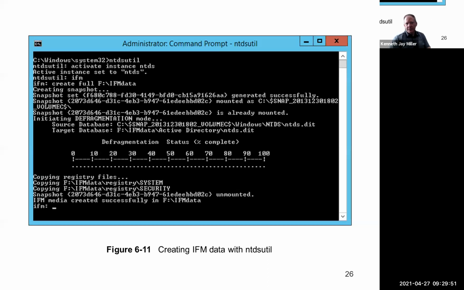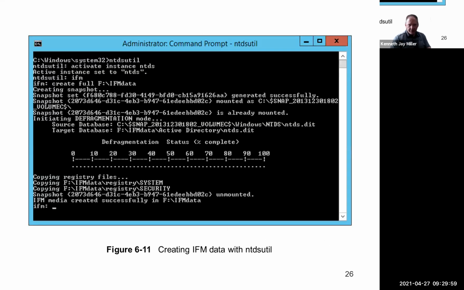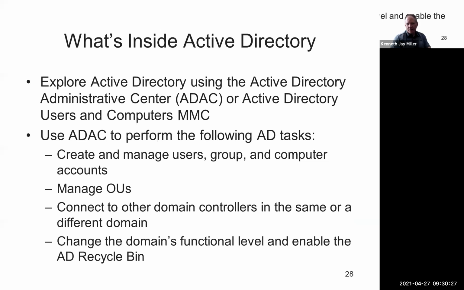Okay, so here's NTDSUtil, which allows you to run the IFM command. And then you can do IFM, and then it'll tell you where everything's going and how it's getting created. So this will create the file share and the location. Then you just run the commands and away you go. Okay, so install the feature and select the IFM option. If using Server Manager, click the Install from Media checkbox in the Additional Options window, and away it goes.